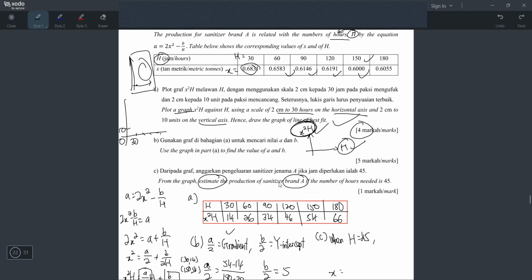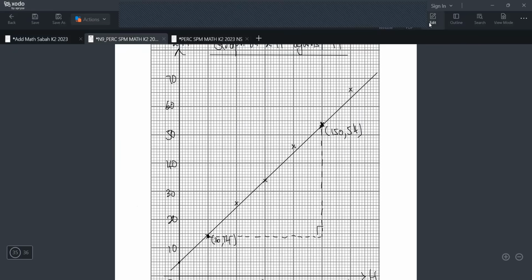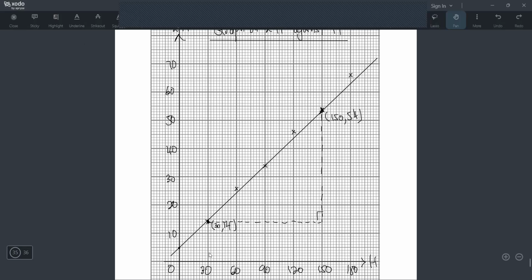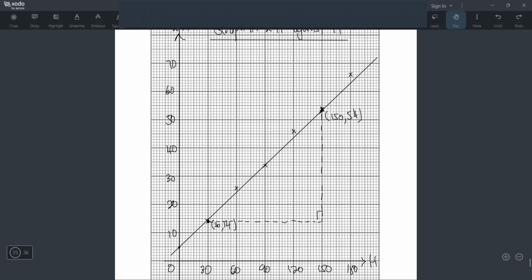So if I want to know how many metric tons, I have to go to my graph and cari H45 lah. So let's go to the graph and go to H45. H is the x-axis, right? You see, H is the x-axis. So where is 45? 45 will be exactly between 30 and 60, right? So this is exactly 45, the middle, right? How I know is the middle? You can take 30 plus 60 divide 2. Then you will get 45, right? Because that's how you find midpoint. 30 plus 60 is 90, and then divide 2 is 45. That's why it's in the middle. So the moment it touches the line, I have to tarik it to the y-axis, right?